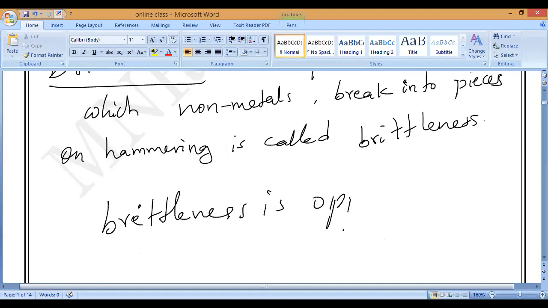For brittleness, we can give examples like all the non-metals. If you take, suppose, carbon, understanding? Carbon, solid non-metals. Actually, most of the non-metals are in the form of gases only. So if you take the solid non-metals, everything can easily break. Understand? Examples, don't worry. So brittleness is opposite to malleability and ductility.